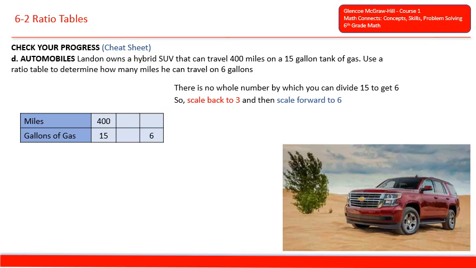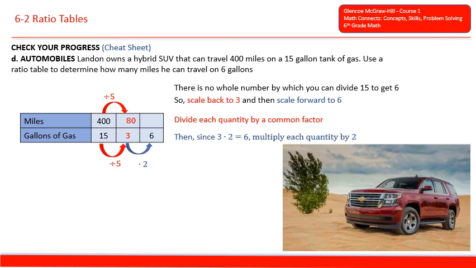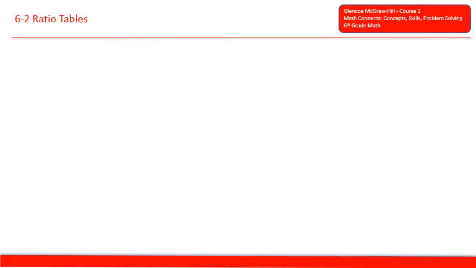However, if we were to scale back and then scale forward, so if we divide each quantity by a common factor of, let's say, 5, we get to 3. And if we do 400 divided by 5, we get to 80. And now 3 will go into 6, so we can multiply 3 times 2 and get 6, and 80 times 2 and get 160. So Landon can drive 160 miles on 6 gallons of gas.